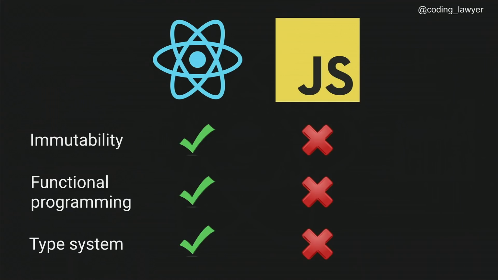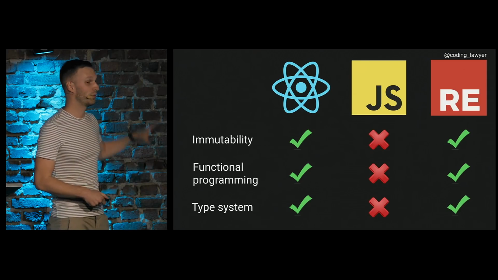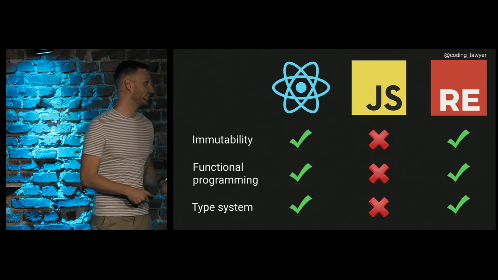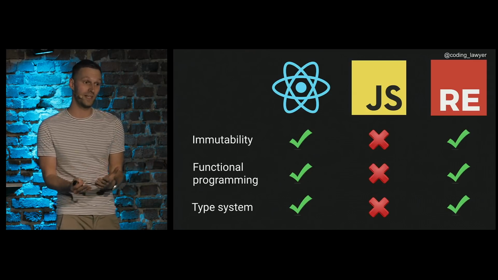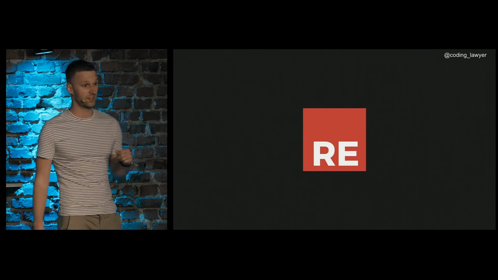So the question is, is there some other language that might be more compatible with React? Fortunately, there's ReasonML. Immutability. In Reason, we have immutability out of the box. Functional programming. Reason is based on OCaml, a functional programming language. Type system. Reason has a strong type system. So if you take a look at our chart again, you can see that Reason is more compatible with React than JavaScript is.